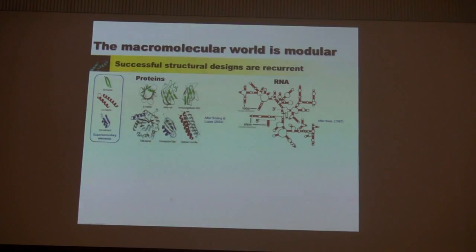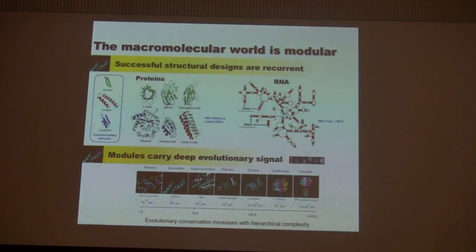But with RNA, we have the same thing. We have helical elements that are repeated over and over again, and these are modular forms that make up a structure like the ribosome or a complex structure like RNase P RNA. So they're not only recurrent, but they carry deep evolutionary signal because they're highly conserved. If they're conserved, they have to be canalized, following Waddington's idea. They have to be conserved at that level.